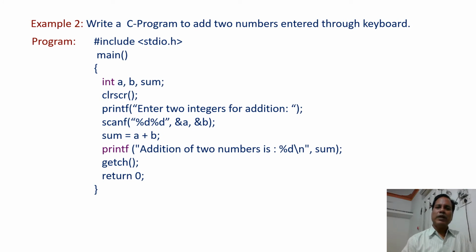So here int a comma b comma sum, we again declare three variables, two for storing the two integer numbers and one for storing their sum. And the next statement, clear screen, is just to clear off something written on the output screen.